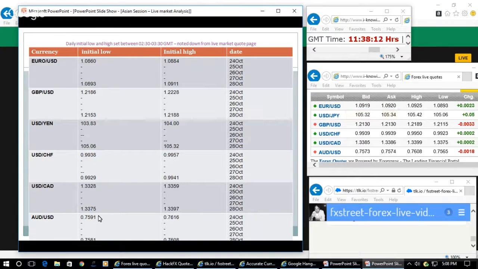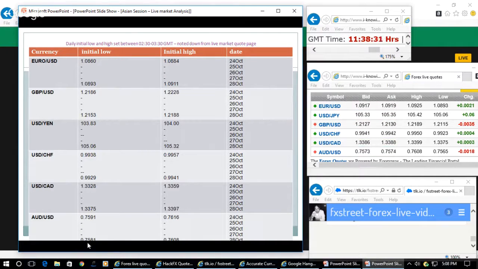30 pips. Then in the case of the Canadian dollar, 1.3375 was the initial low, 1.3397 was the initial high. They went above that to 1.3399 and came down. So again, they are expected to make a brief upward as well as a downward stop.